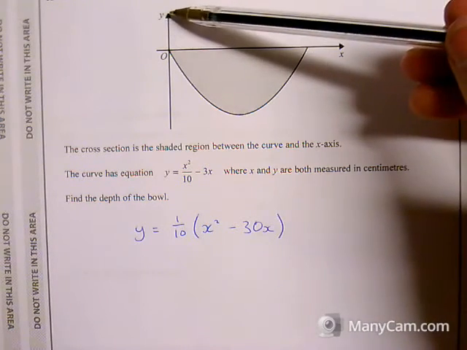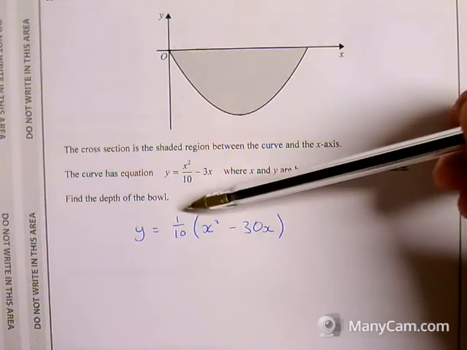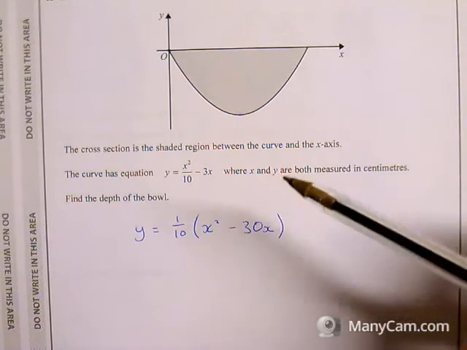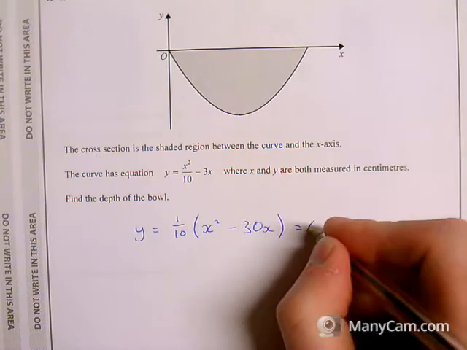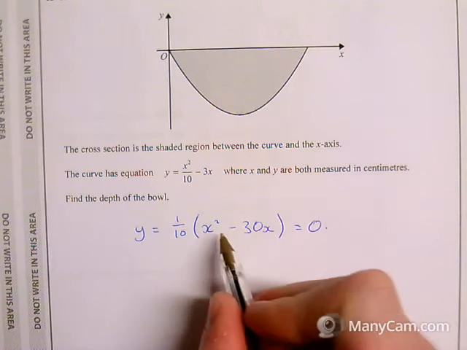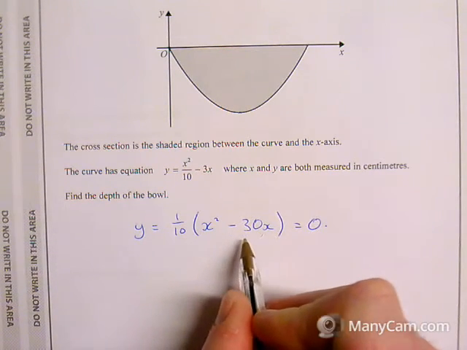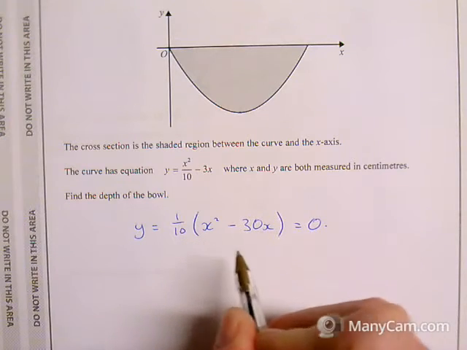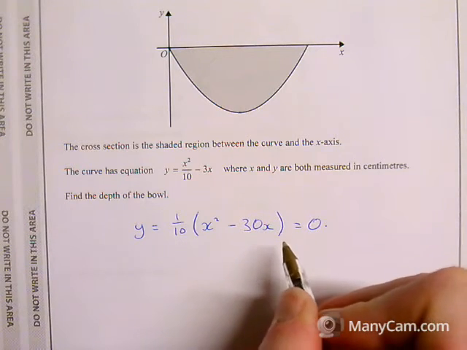The next part, I want to find out where this crosses the x-axis. So that is when the value of y is 0. So I need to set that equation equal to 0. Before I can end up solving this, inside this bracket I need to factorise it to be able to find my values for when it equals 0.